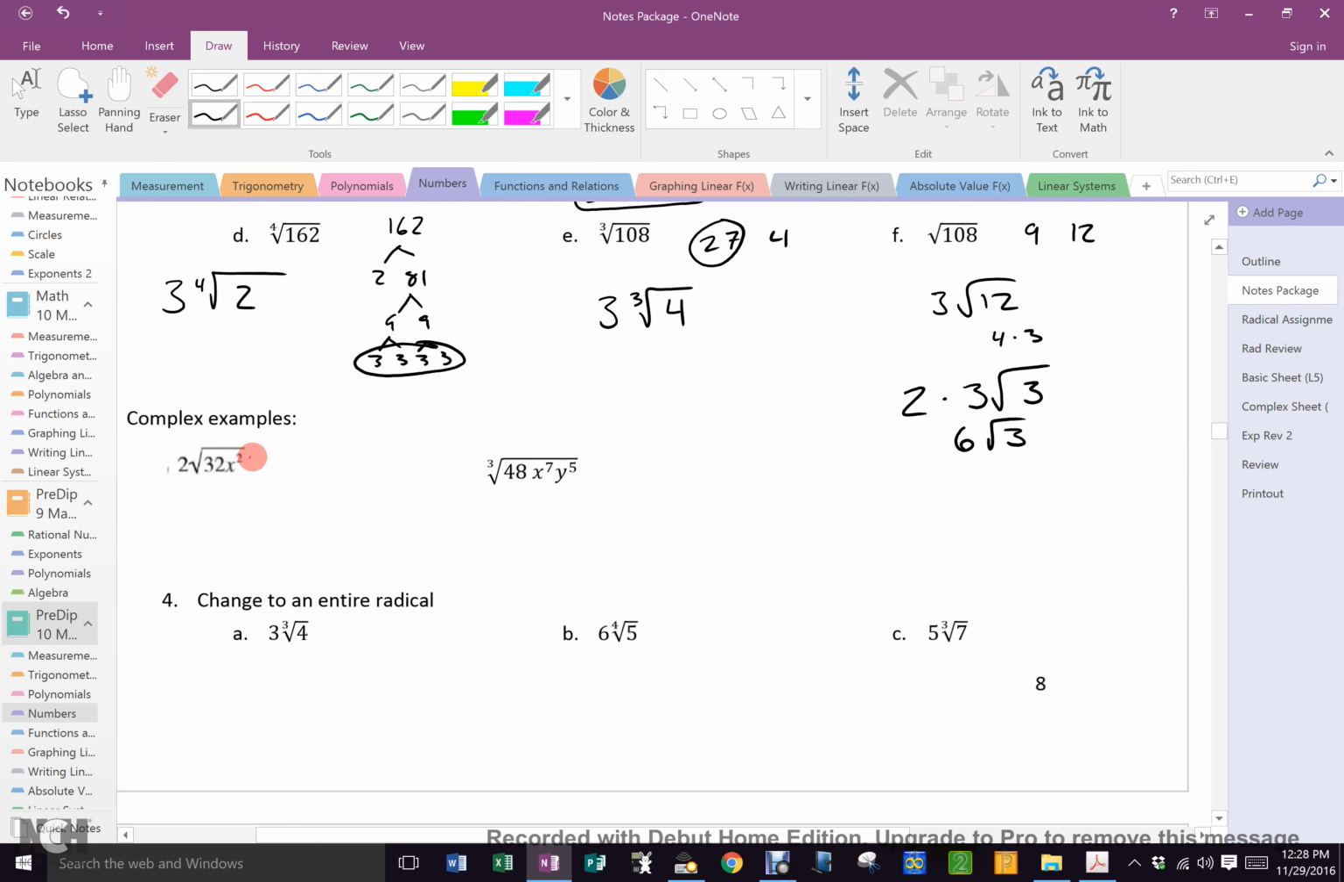What is my radicand there really? If there was no x squared, what would you do with 32? What would you break it down into?